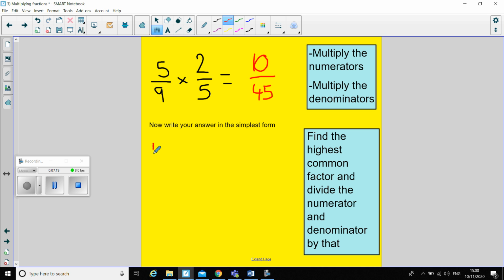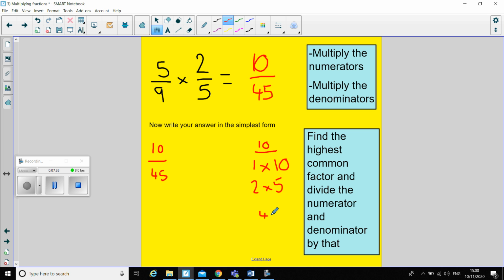Now the second part of the question asks me to write that answer in its simplest form. So to do that, I need to find the highest common factor and then divide by it. So the factors of 10 are 1 and 10, 2 and 5. 3 doesn't go into 10, 4 doesn't go into 10, and 5 I've already got, so I must be done.